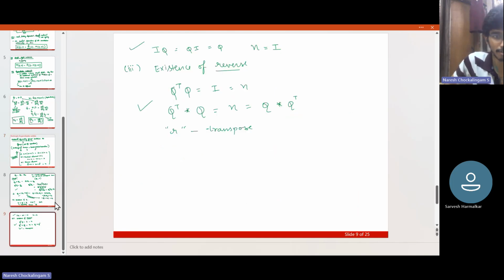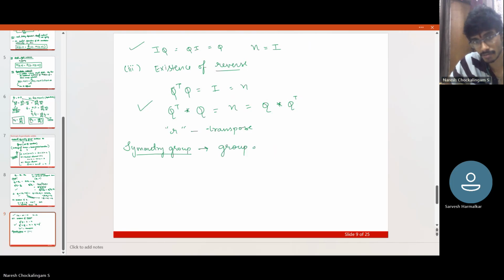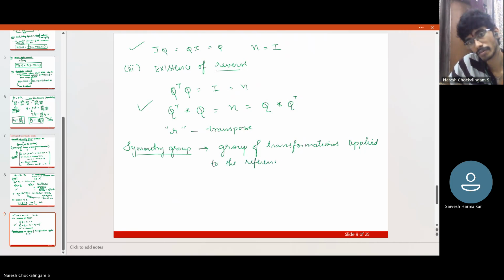Now, what is a material symmetry group? For a given material, is there a group? What is a symmetry group? A symmetry group is the group of transformations that can be applied to the reference body that leaves the material response unchanged, right?